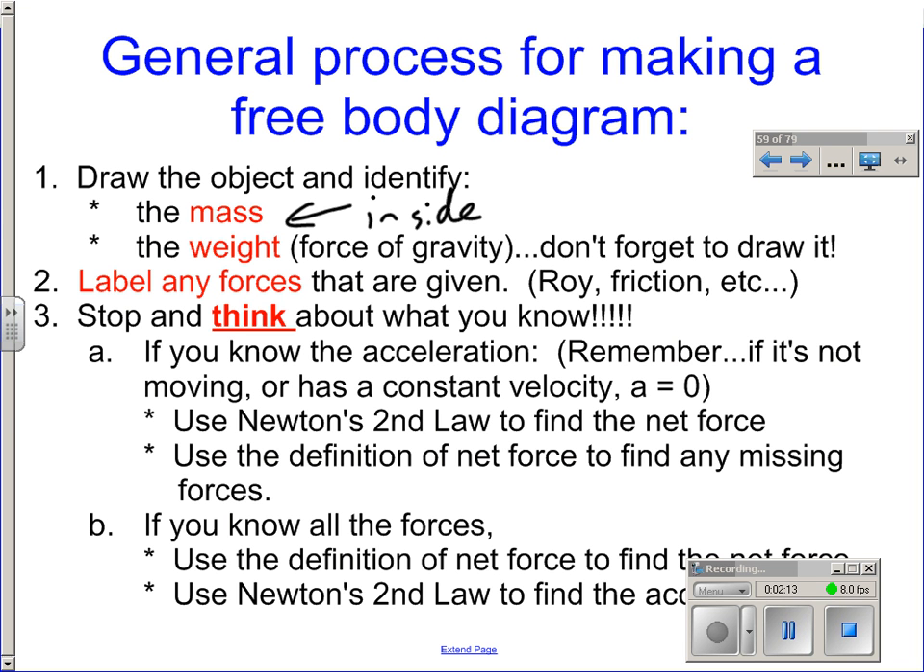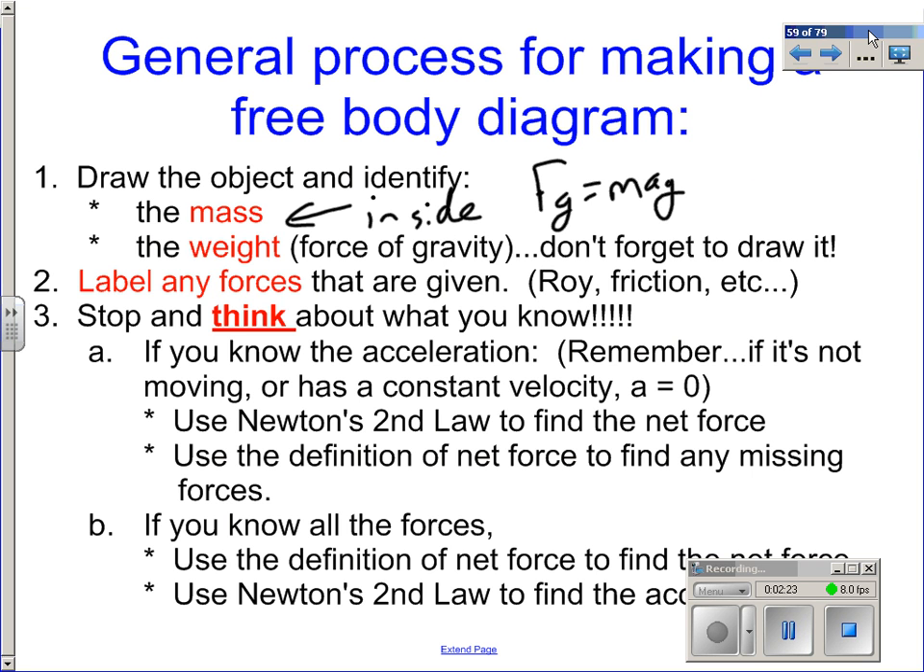All right, and then find your force of gravity. Remember, you can always calculate your force of gravity using this guy, or conversely, if I give you the force of gravity, you can find the mass by using this guy. Okay? Every single problem, I'll either give you the weight or the mass of the object, and then you just got to find the other one. All right, so that's always your first step. Draw your object and identify your mass and your weight.